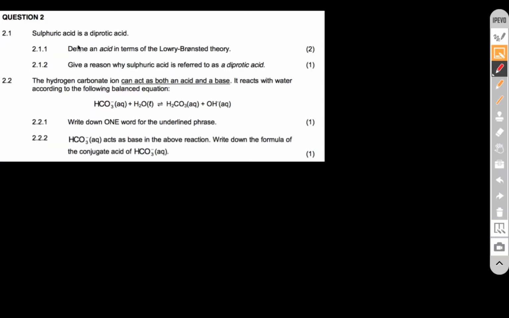What's up, guys? So I'm back with another question on acids and bases, and this time it's another past examination question paper. So let's just jump right into it.